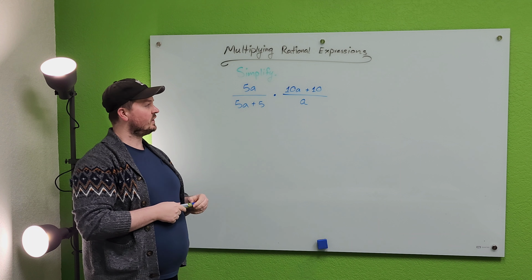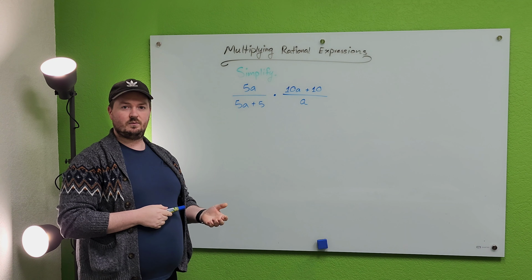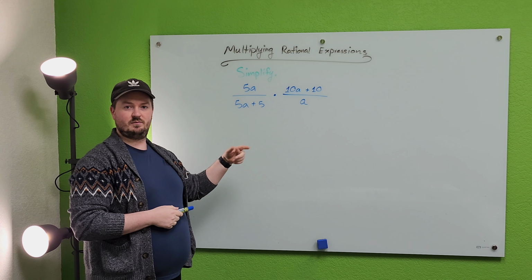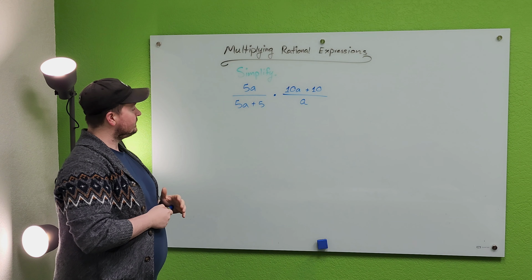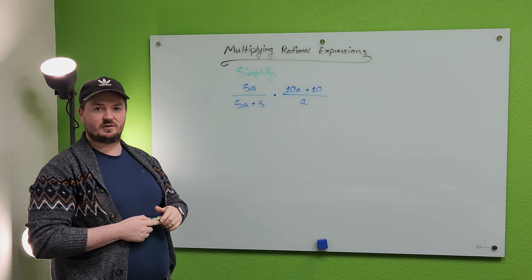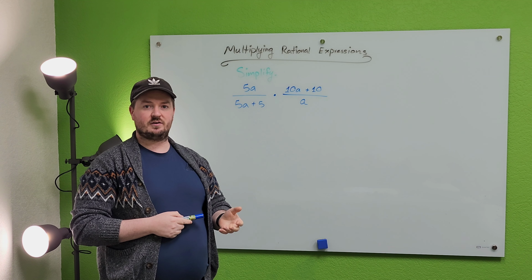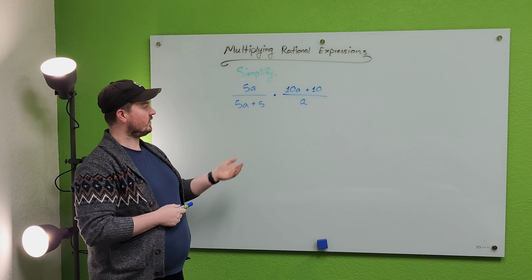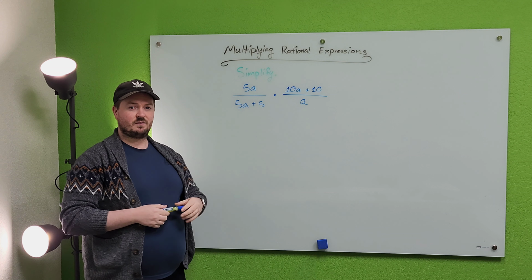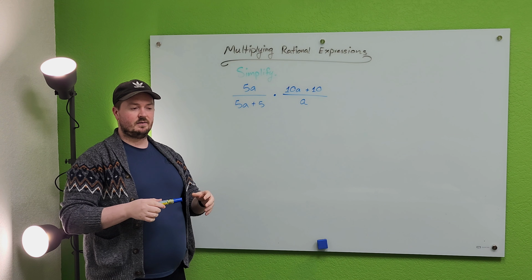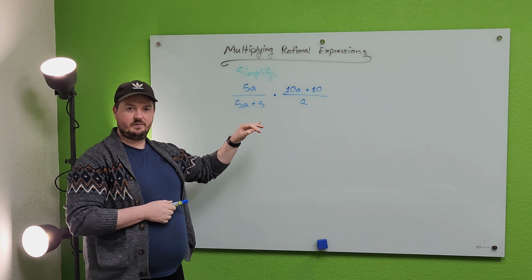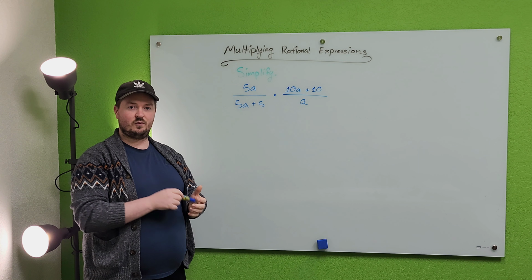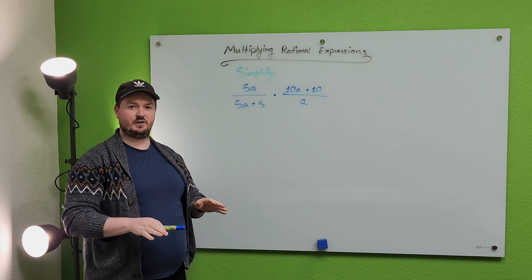That same idea holds true for rational expressions, but before we multiply, we generally want to make our lives easier by simplifying each expression before moving forward. Now, anytime we're working with rational expressions, we want to make sure that we know what the domain of the function is, which means we ask ourselves first, are there any values that we could plug in for the variable? In this case, the variable is a.